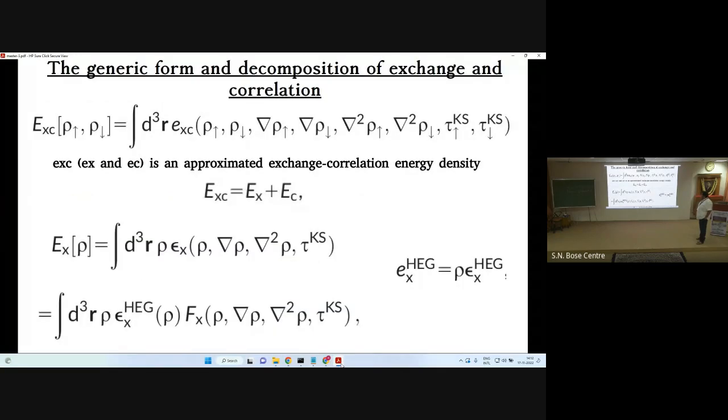Okay. So as I said, these functionals depend on the spin-up density, the spin-down density, and the gradients of spin-up and spin-down. And this goes to the kinetic energy expansion in terms of the density, and that part goes back.